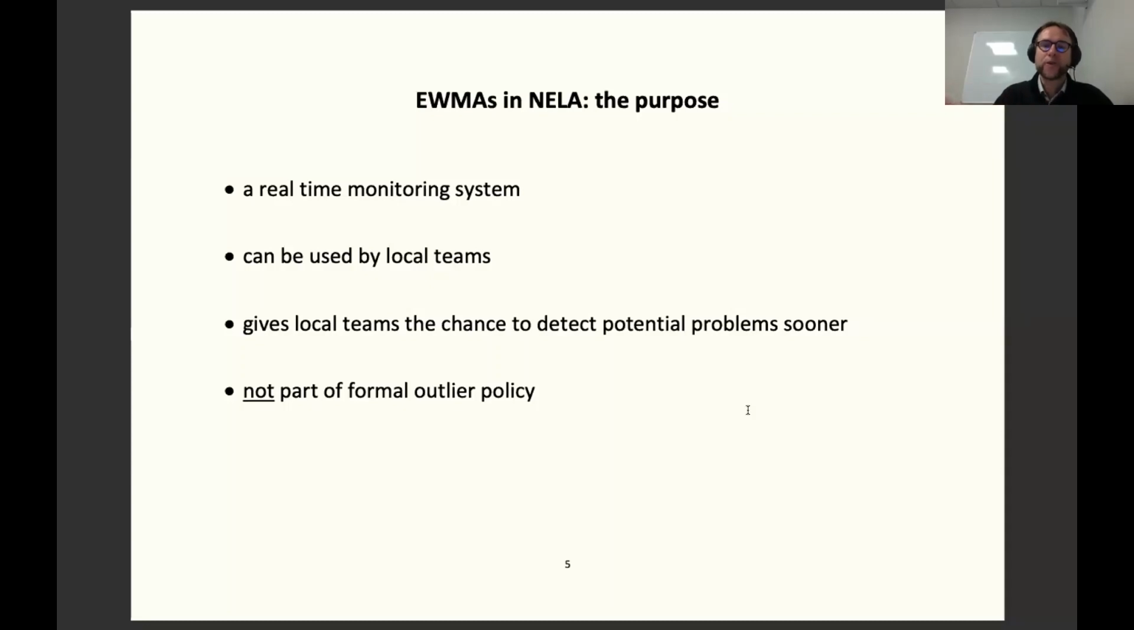It's much nicer to do this when you detect it yourself in a timely fashion and you can straight away address the problem. So these EWMAs are not themselves part of the formal outlier policy. That's important to note. Nobody's going to name you publicly or anything if the chart signals, so if the red line goes outside the control limits, but it gives hospitals and clinical teams the chance to take action themselves early on to detect problems and then potentially address them.